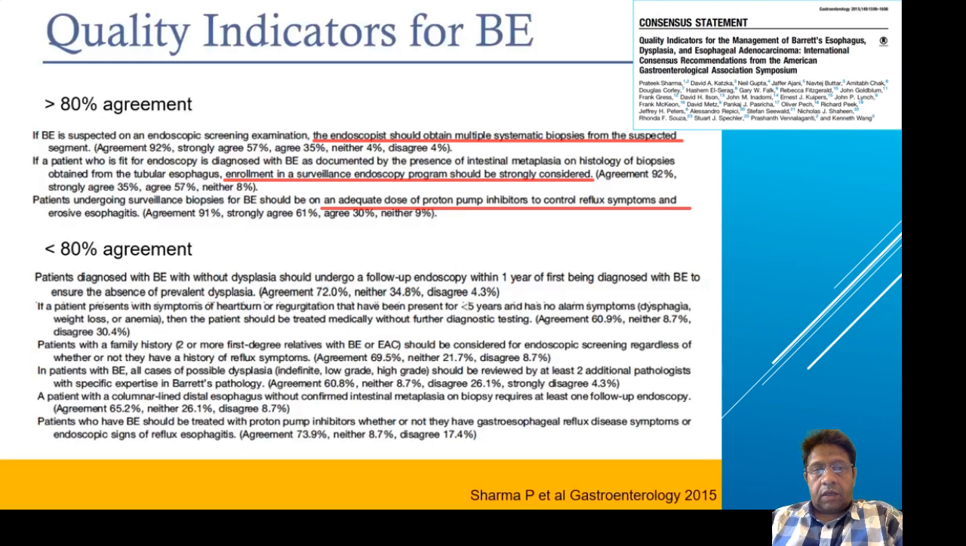The following consensus was reached at a consensus meeting in 2006 or 2005, and there was 80% agreement with the following. 1, the endoscopist should obtain multiple systematic biopsies from the suspected segment. 2, the patient should be enrolled in surveillance endoscopy. And 3, an adequate dose of proton pump inhibitors to control reflux symptoms and erosive esophagitis should be maintained.